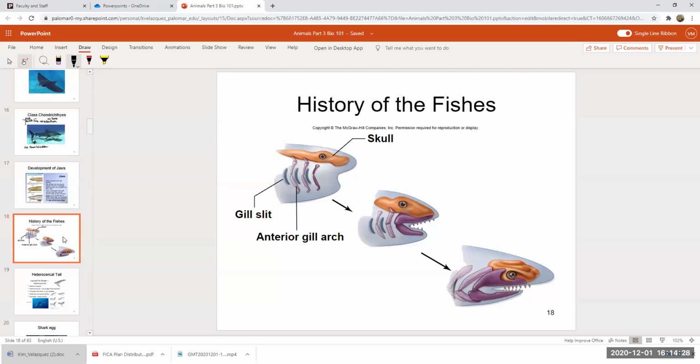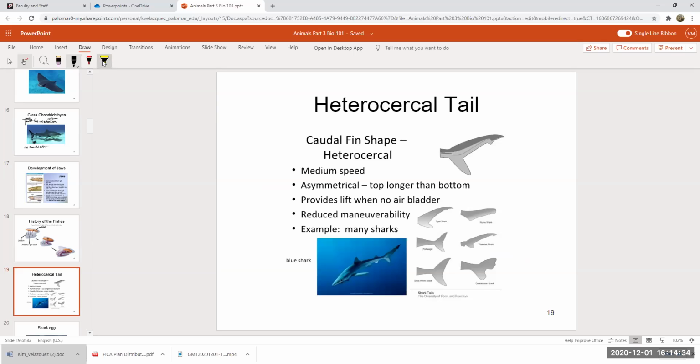Here's another picture of that. The gill arches moving forward to develop the jaws. Here's that asymmetrical tail. It's called heterocercal. Hetero means different. It's two different sizes and shapes, the top versus the bottom. So it provides lift for the fish that don't have an air bladder. But again, they do have reduced maneuverability.